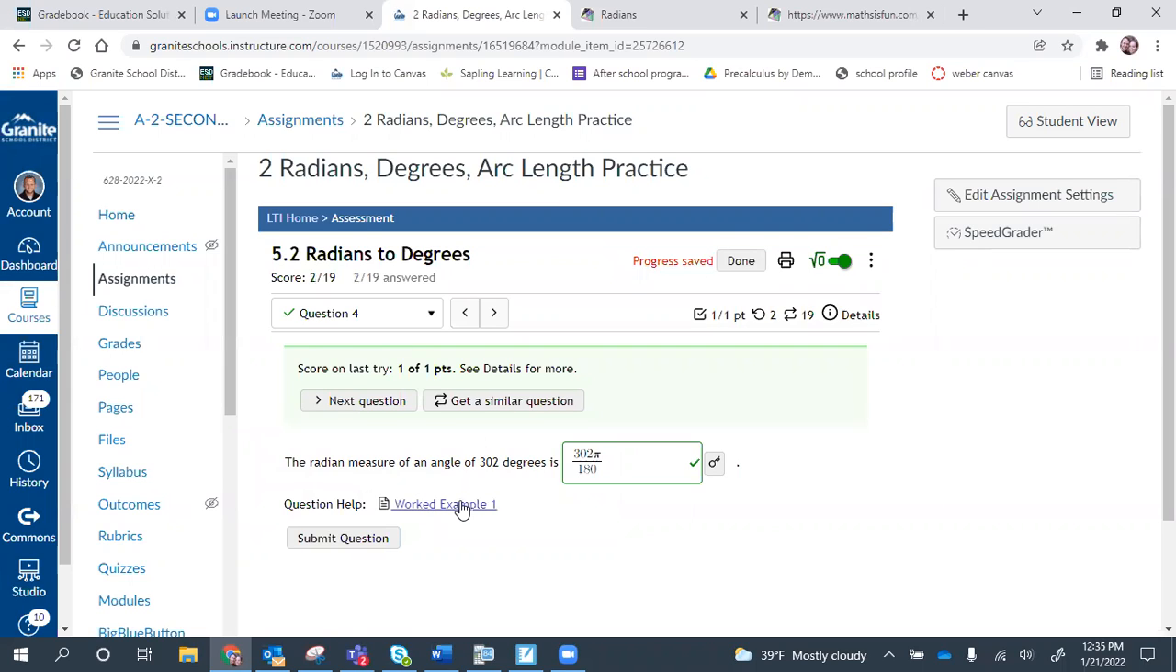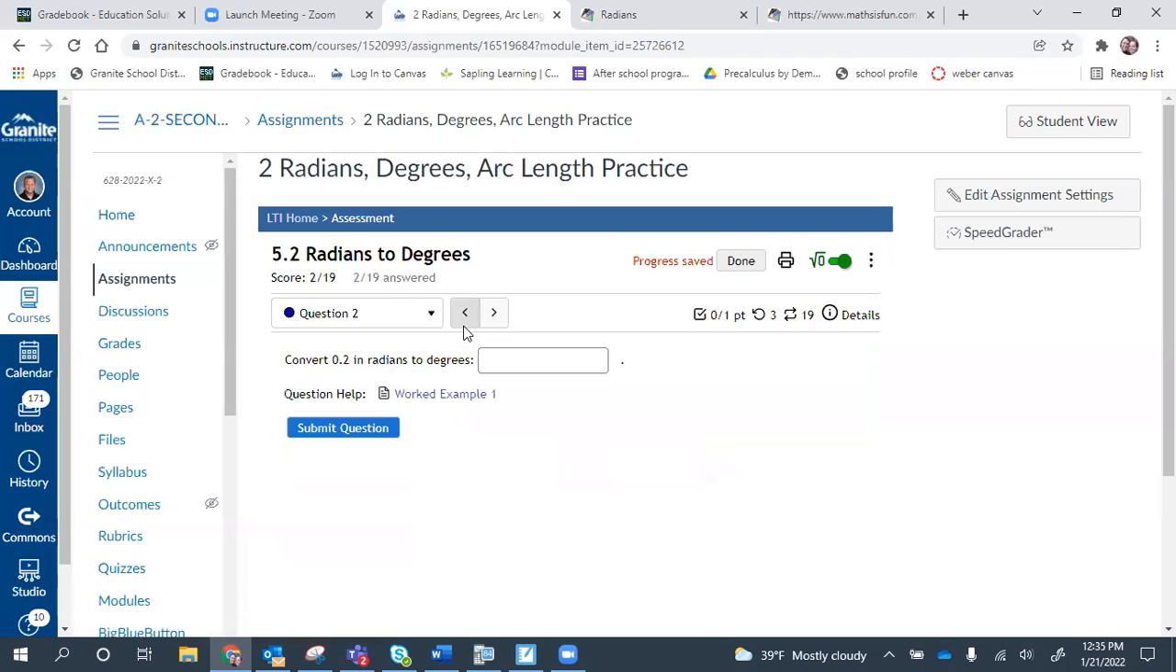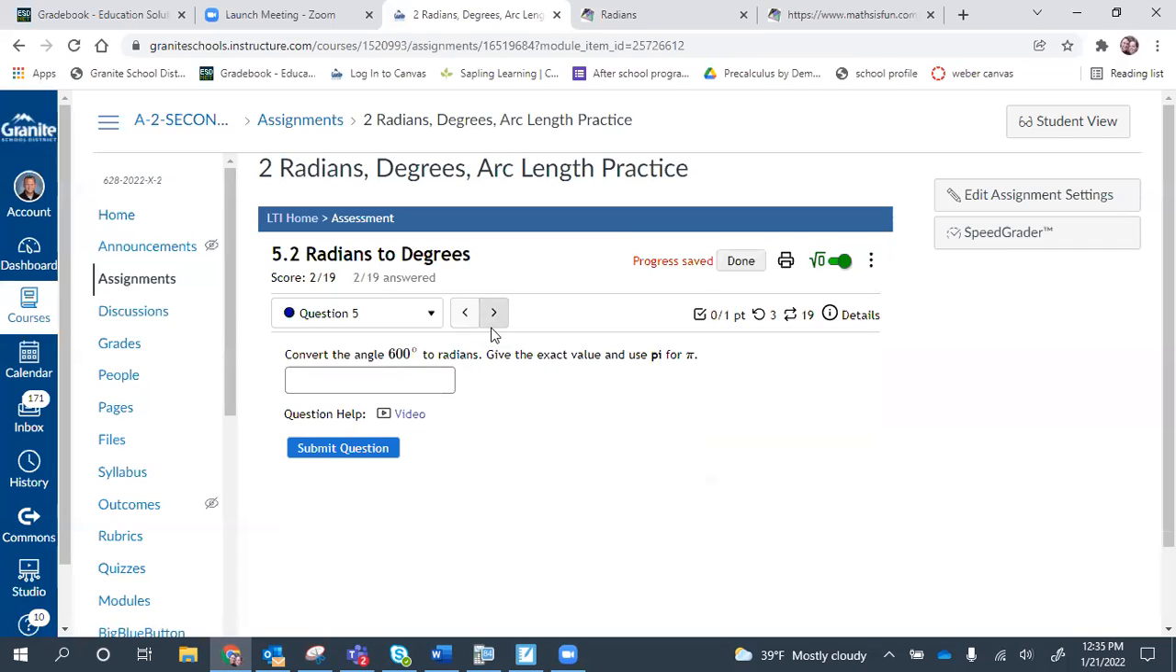Now, if you weren't getting it right, then come down here and click on this. This one, I think it's a worksheet, but other ones have videos, like worked examples. Here's some more solutions to help you out with it. Okay, this one has a video.